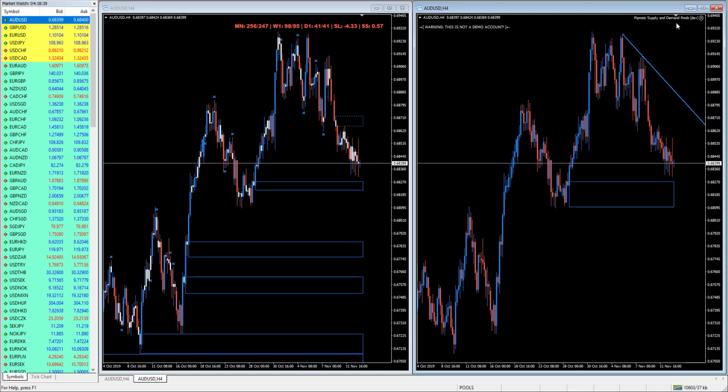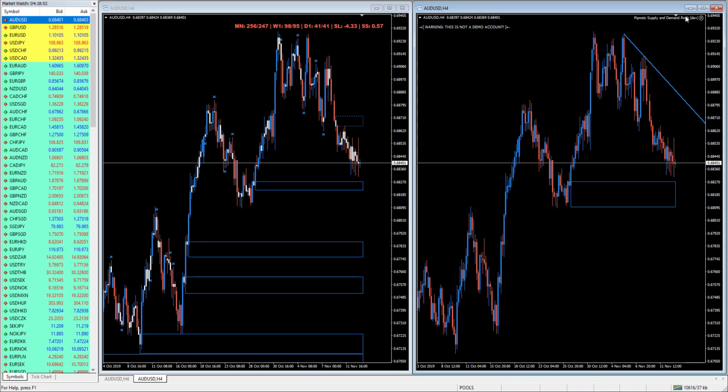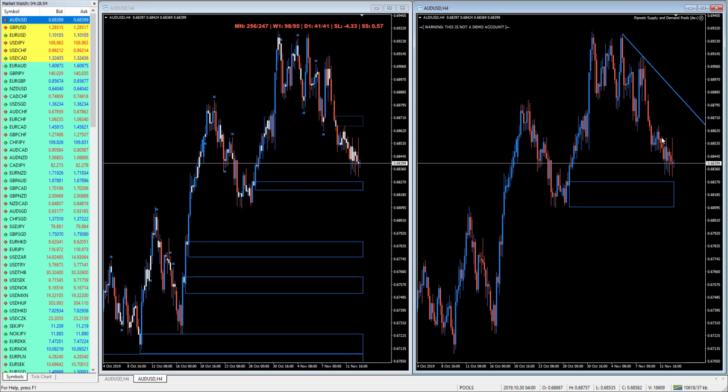So what the robot does now is, how I use it is that I attach it to one chart. So on the right side here I have my normal charts. There's nothing on the chart, there are no indicators on the chart, as you can see. All I have is Pools running here. So it's drawing the rectangles and the trend lines here, which I like, which is great.